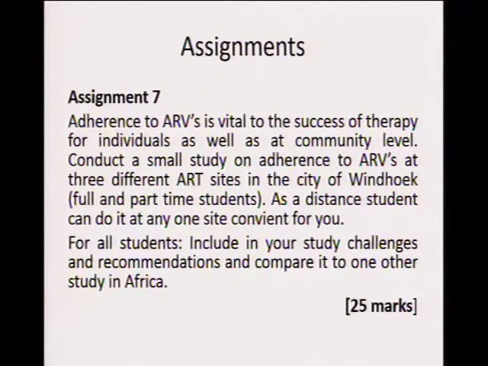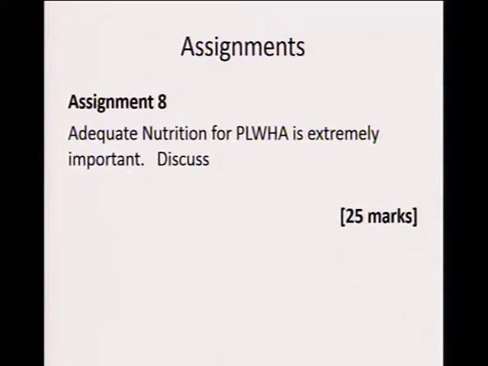So it means you have to go on the ground, and if you get any challenges around gathering information, you can actually ask the authorities in the hospitals and clinics and tell them, I am doing this assignment and can you please give me some information, and they will be glad and ready to assist you.